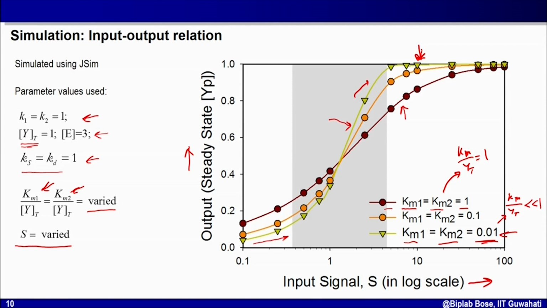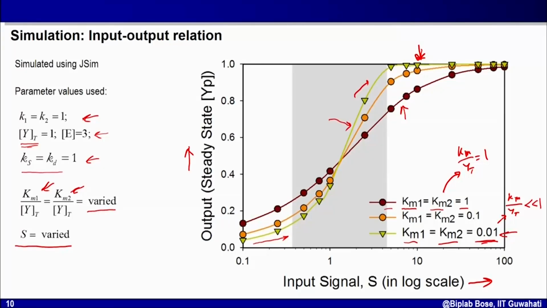Now, this change from almost linear to a sigmoidal input-output relation has certain effects. For example, when my ratio of Michaelis-Menten constant to total Y is 1 or close to 1, I get this almost linear input-output behavior. That means as I change S from lower value to higher value, my output also changes almost linearly. So it is working like a rheostat. I am slowly changing the switch and slowly my output is also changing.